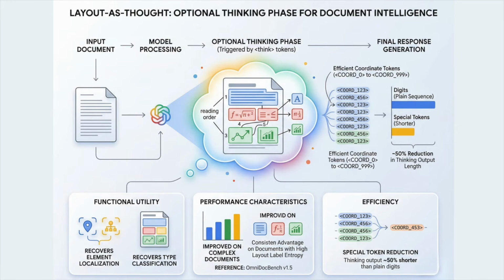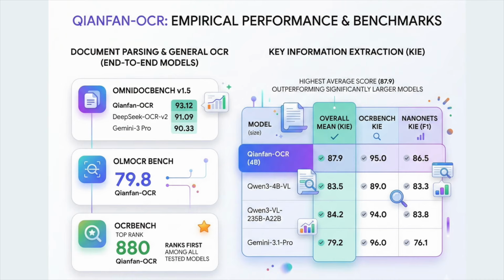To maintain efficiency, bounding box coordinates are represented as dedicated special tokens, which reduces the character count of the thinking phase by approximately 50% compared to using plain digit sequences. Qianfan-OCR was extensively evaluated against both specialized OCR systems and general vision language models (VLMs) to establish its performance across various document intelligence tasks.